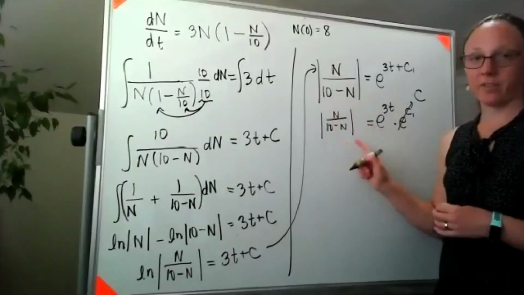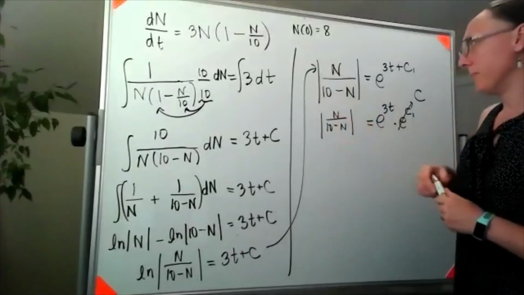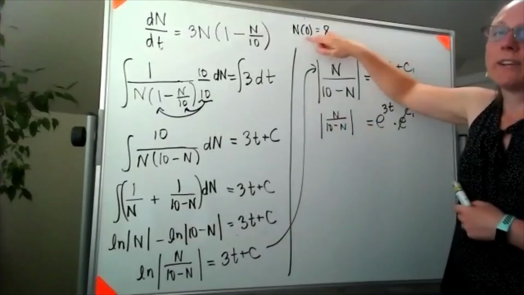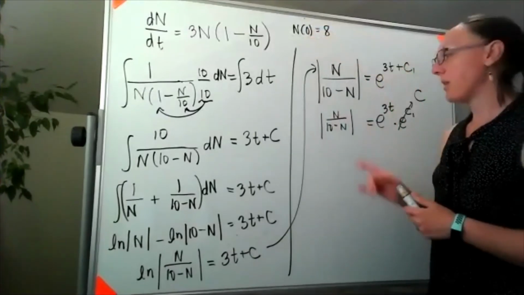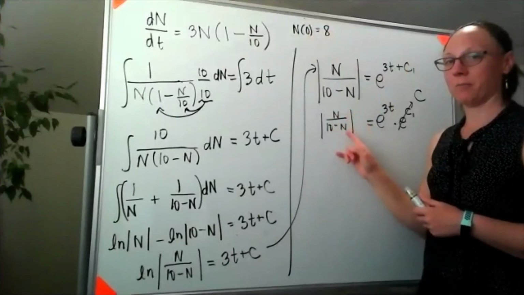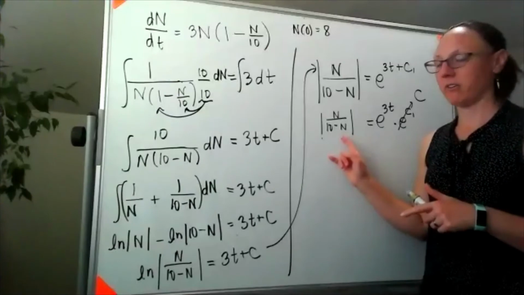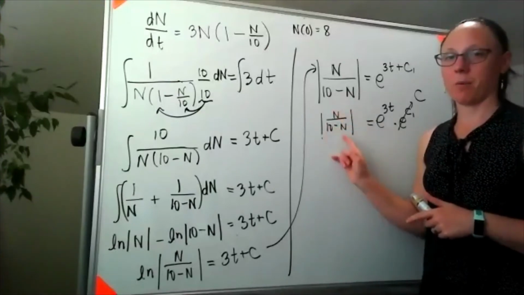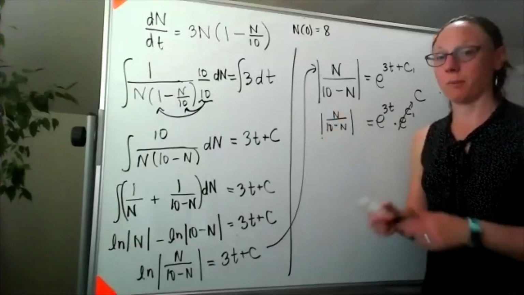The other thing that we want to be able to deal with is that absolute value. Here I'm going to rely on my initial condition. So when t is 0, we know that n is 8. So if I think about plugging in 8 for n, would this term inside be positive or negative? Well, 8 over 10 minus 8 is a positive number, which means the absolute value wouldn't be doing anything, and we can drop it.